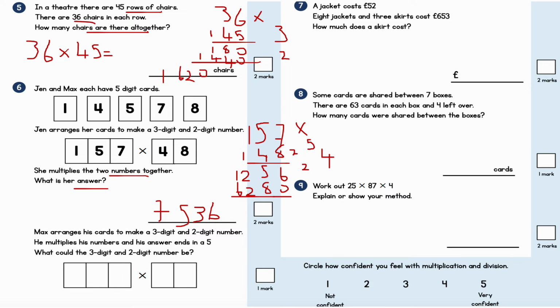Okay, Max arranges his cards to make a 3-digit times a 2-digit number. He multiplies his numbers and his answer ends in a 5. What could the 3-digit and the 2-digit number be? Okay, if it ends in a 5, then I can do 1, 7. Let's say, actually, rather than put a 1 there, 4, 7, 8, okay, or 4, 7, 5, sorry.